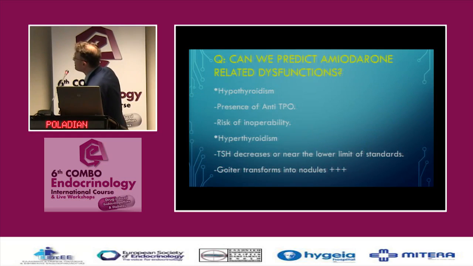Question, can we predict amiodarone-related dysfunctions? Yes, by seeing if the patient is hypothyroid, and we can do this test, which is the anti-TPO. We can see with the patients that they are inoperable, and whenever they are hyperthyroid, the TSH decreases or is near the lower limit of standards. So the goiter transforms into nodules. This is something we have to keep in mind.